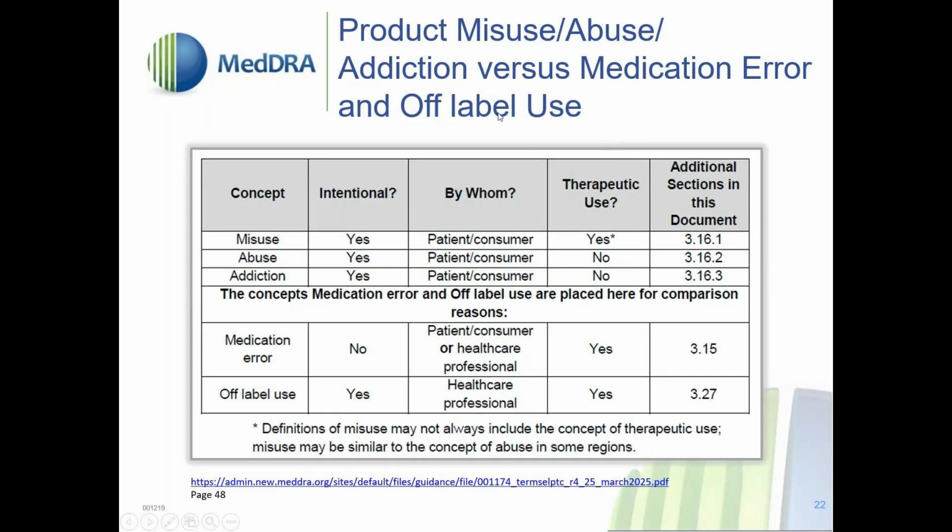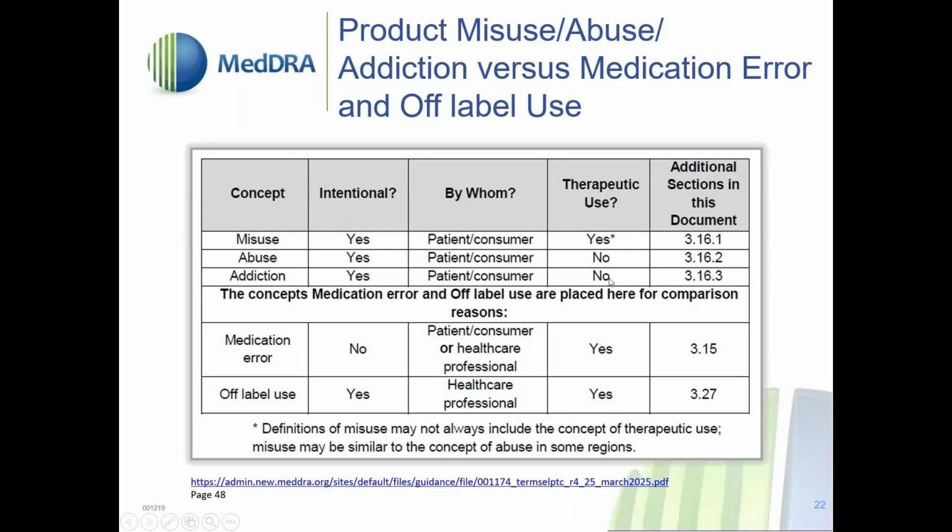Was the deviation intentional, a conscious decision, or did it happen in error? Was it unintentional? And who has caused this incident? Who triggered it? The patient or consumer, or a healthcare professional? And did it happen in the context of the therapeutic use of the product? Yes or no? So if you look at misuse, abuse, and addiction, you see it's always intentional, triggered by the patient consumer. Misuse and abuse occur in the framework of therapeutic use, whereas addiction has nothing to do with therapeutic use, of course.